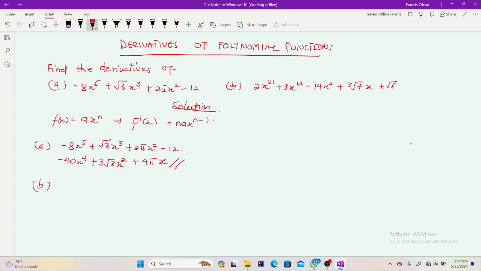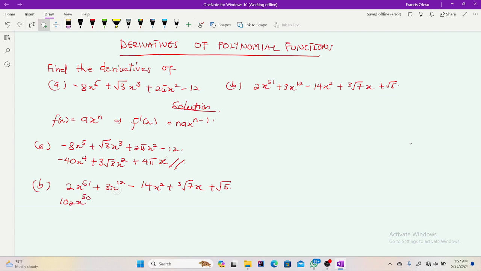Let's try the second one. 2x to the power 51 plus 3x to the power 12 minus 14x squared plus the third root of 7 multiplying x plus root of 5. So with this one, I simply do as we're doing. So the power here, I'll multiply it by the entire thing. So I'll have 51 times 2. That'll give me 102. X to the power 51 minus 1, 50.